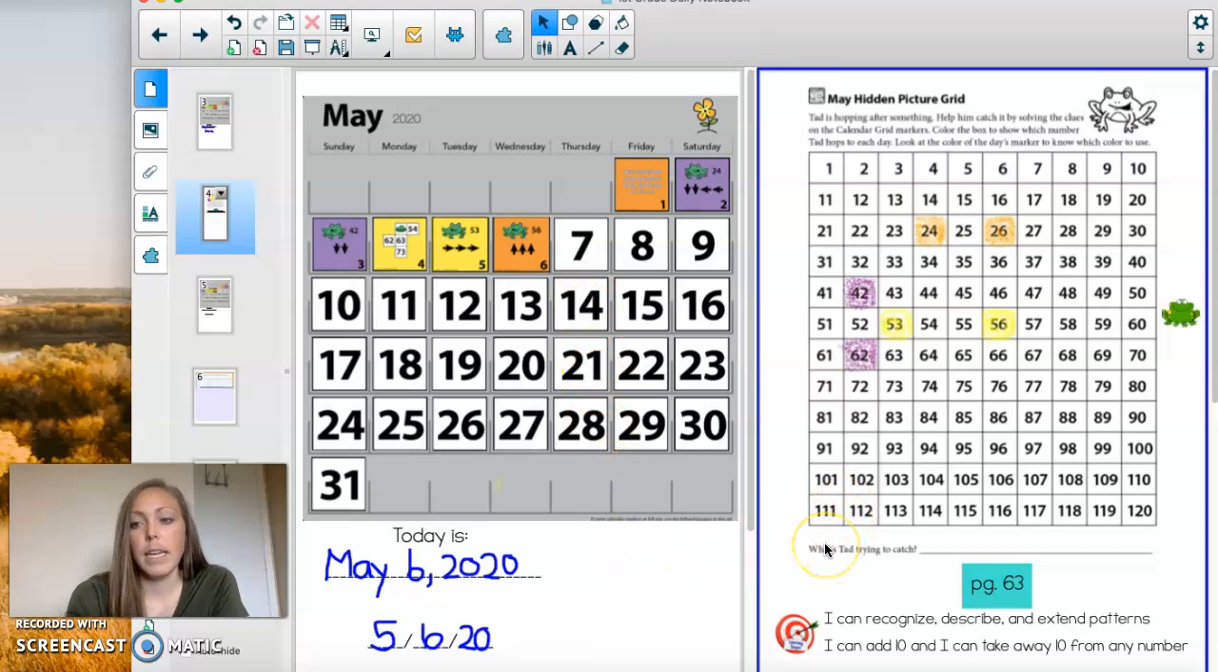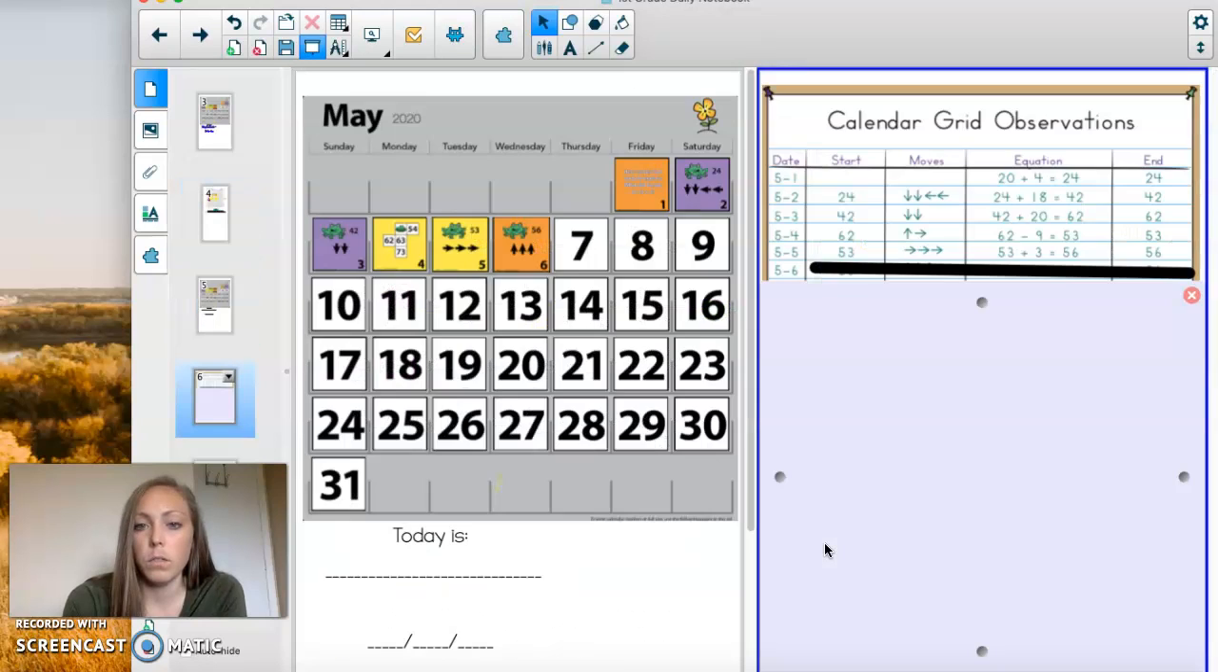All right, let's move on to our calendar grid observations. So I filled out the first few days of May for you guys, since a lot of it was the weekend and when we had days off of school. So we're going to focus on filling out our chart for today, which is May 6th. You see right here it says 5-6. That's the same as how we wrote our date. The 5 means May, the 6 means it's the 6th day of May.